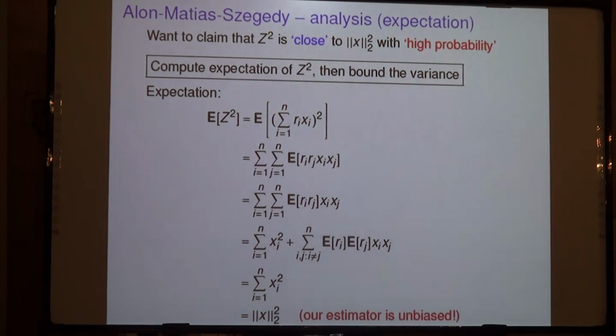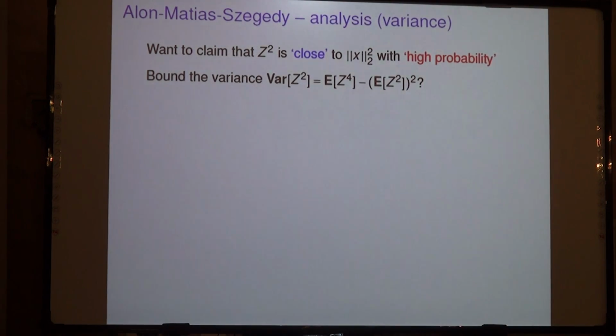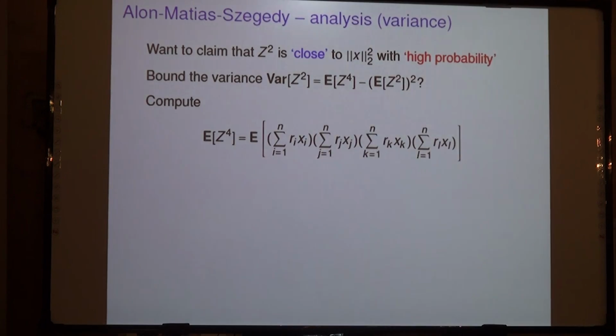All right. Good. So our estimator is unbiased, which is excellent. Now let's bound the variance. We want to prove that our Z squared is, with pretty high probability, close to its mean. Well, the variance of Z squared is the expectation of Z to the fourth minus the expectation of Z squared, squared. So we need to bound the fourth moment of our Z. What is the fourth moment? Well, it's the expectation of this product of four sums over i from 1 to n, Ri xi, same thing with Rj xj, Rk xk, and so on.